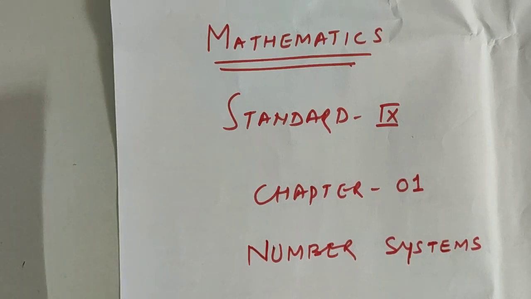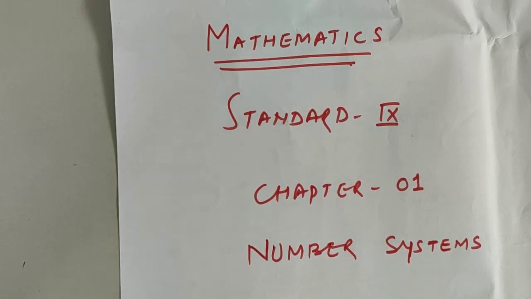Today I am going to explain the first chapter of standard 9 mathematics, number systems. In our earlier classes you have studied the number line and the representation of various types of numbers on the number line. In this chapter we will study rational numbers as recurring or terminating decimals, and the existence of irrational numbers such as root 3, root 2, root 5 and their representation on the number line.